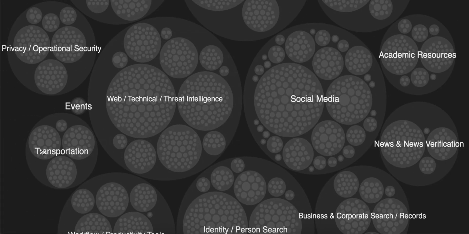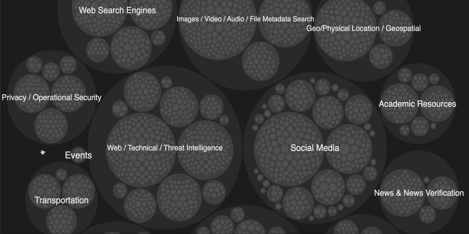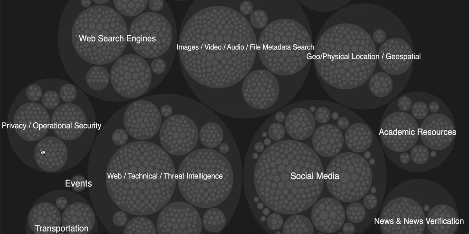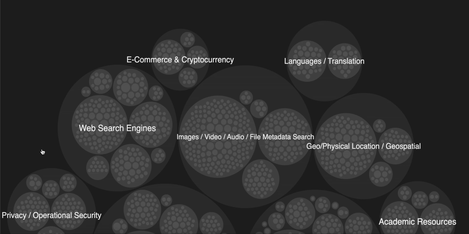As mentioned, the chart was designed to help kickstart your thought process if you aren't sure where to begin an investigation or if you've hit a roadblock. For example, if I'm not exactly sure where to find more details about a Bitcoin wallet that's the subject of one of my investigations, I can click the e-commerce and cryptocurrency category bubble.